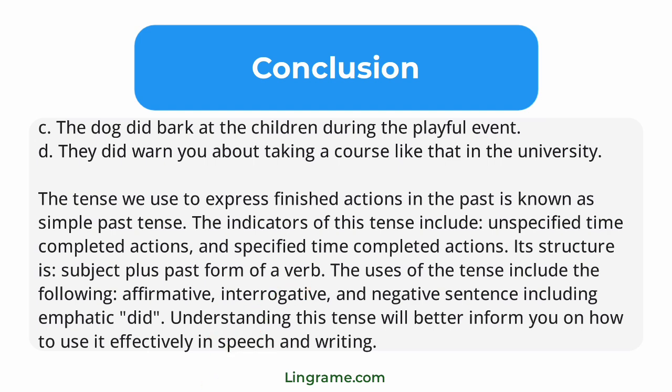The tense we use to express finished actions in the past is known as simple past tense. The indicators of this tense include unspecified time completed actions and specified time completed actions. Its structure is subject plus past form of a verb. The uses of the tense include the following: affirmative, interrogative, and negative sentence, including emphatic, did. Understanding this tense will better inform you on how to use it effectively in speech and writing.